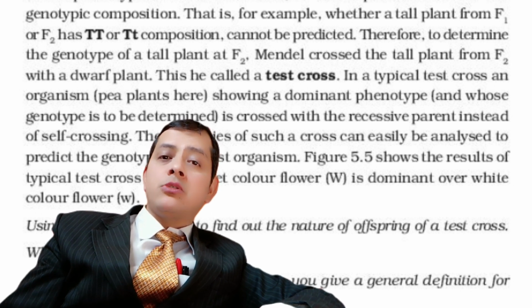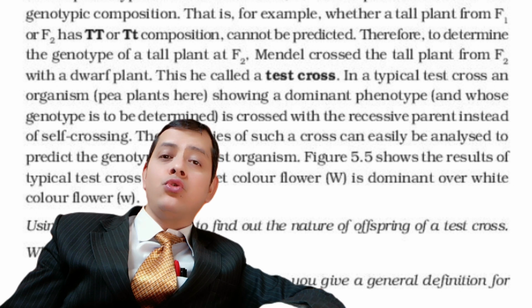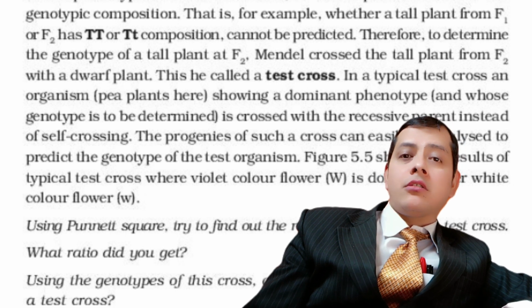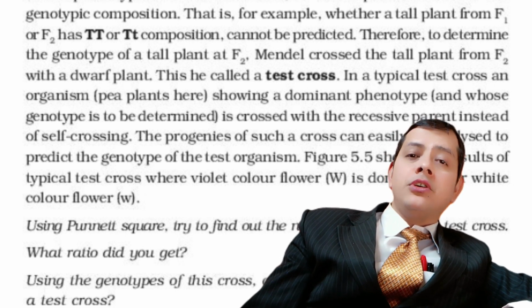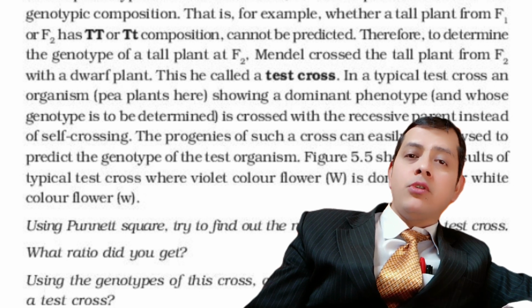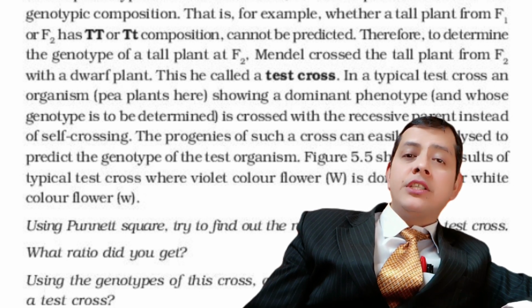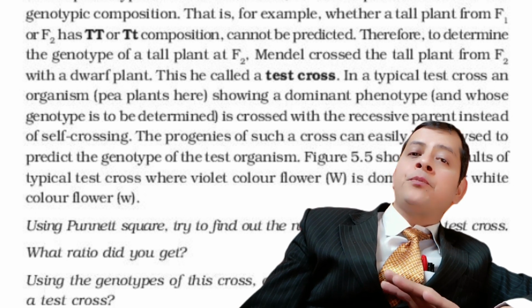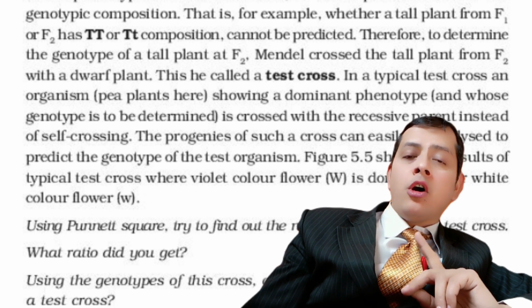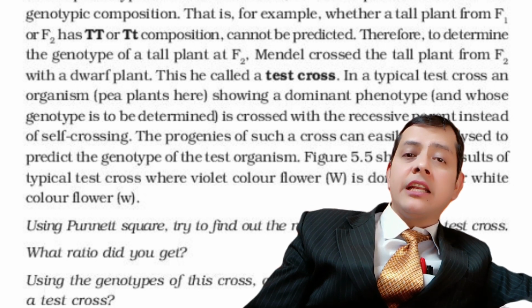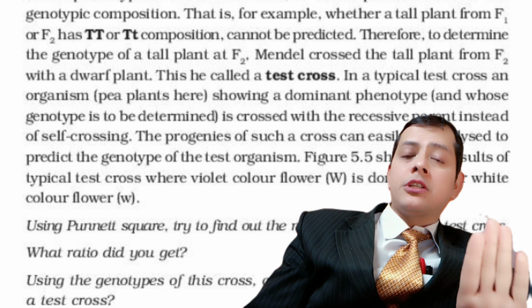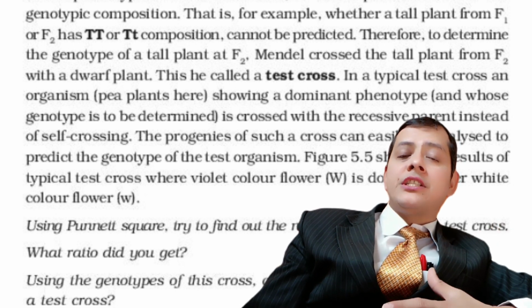For example, a tall plant is given to you, but you will not know whether its genotype is capital T small t unless you do the test cross. Likewise, if it is capital T, you will not know unless you do a test cross. During a test cross, whatever character is given to us is crossed with a recessive parent, that is, small t. If the result contains any recessive character, then the given dominant parent is heterozygous, and if it does not contain any recessive character, then the given character is homozygous, that is capital T. In that way we can find out what a test cross is.